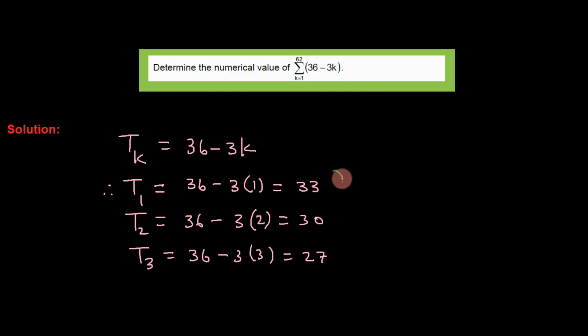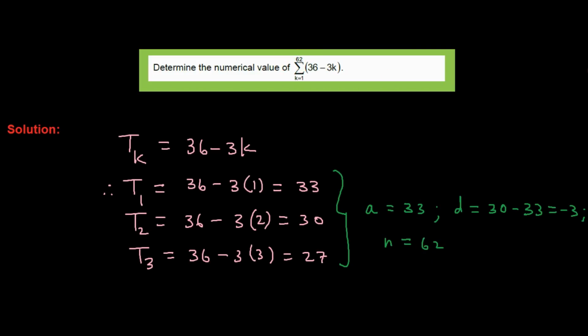From this, we can see that the first term a is 33. The common difference d we can get by taking term 2 minus term 1, and that's negative 3. And we also know n, the number of terms, it's 62.